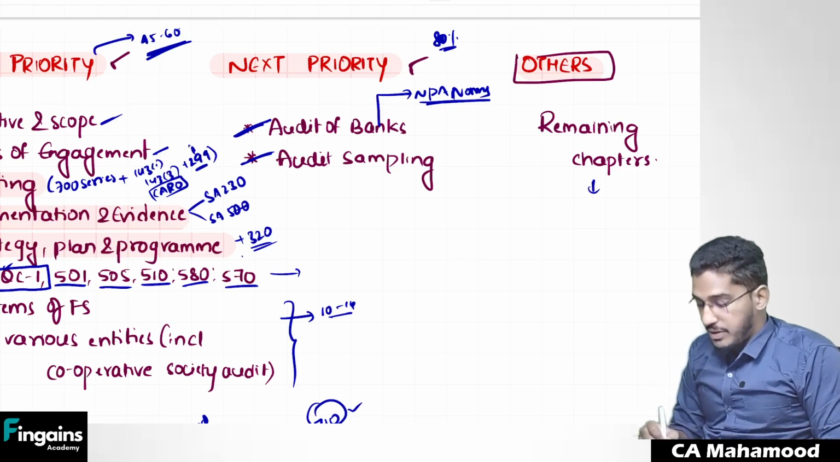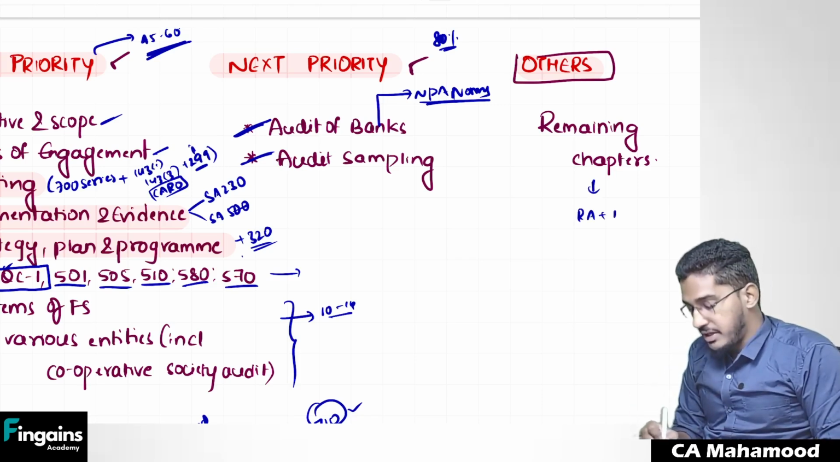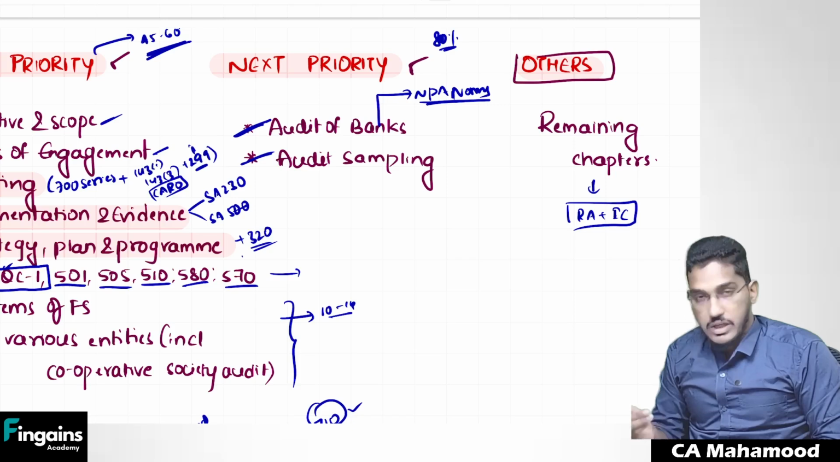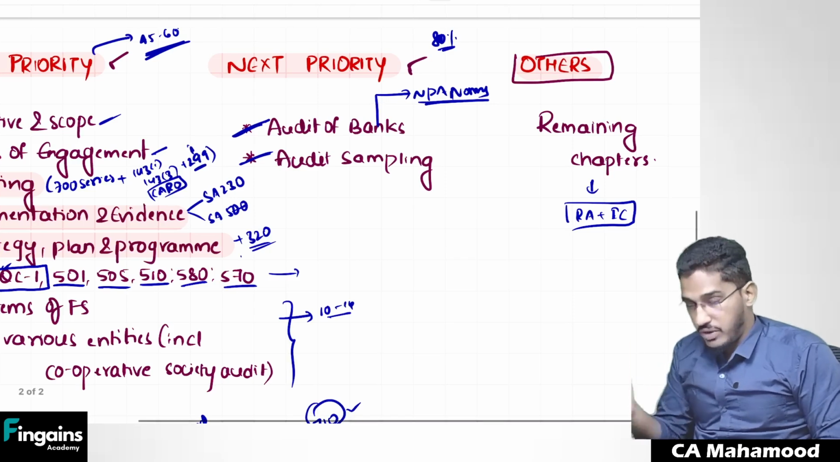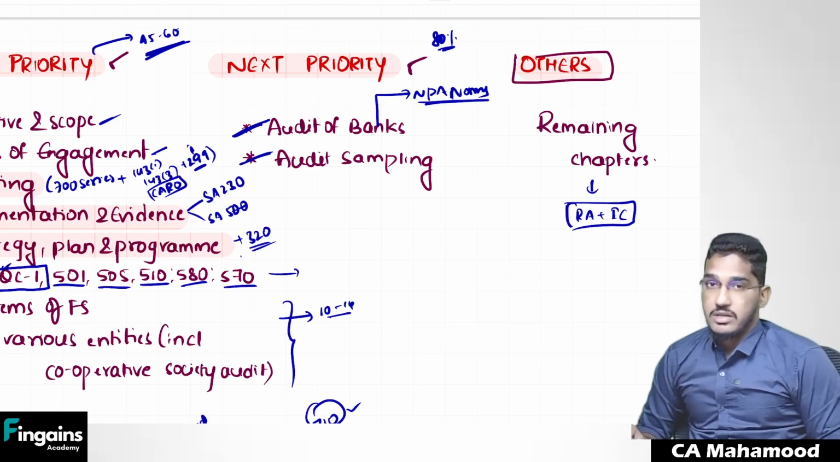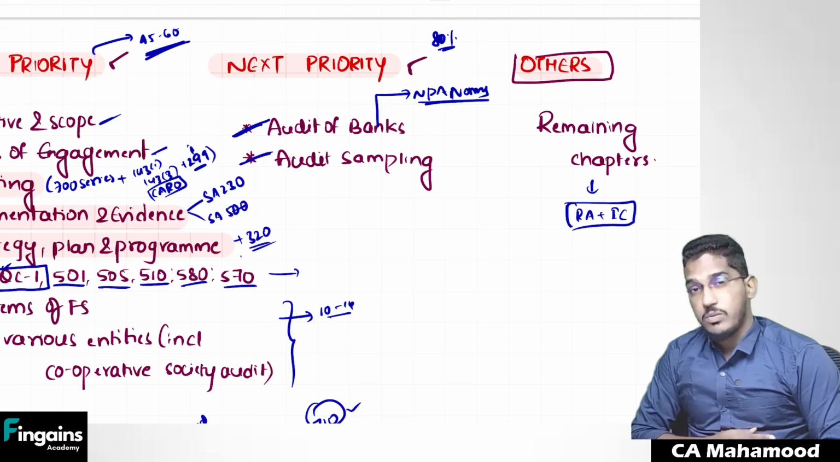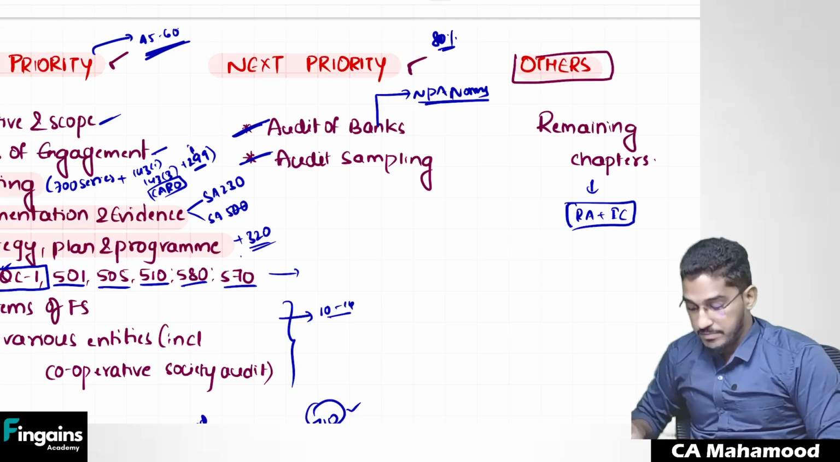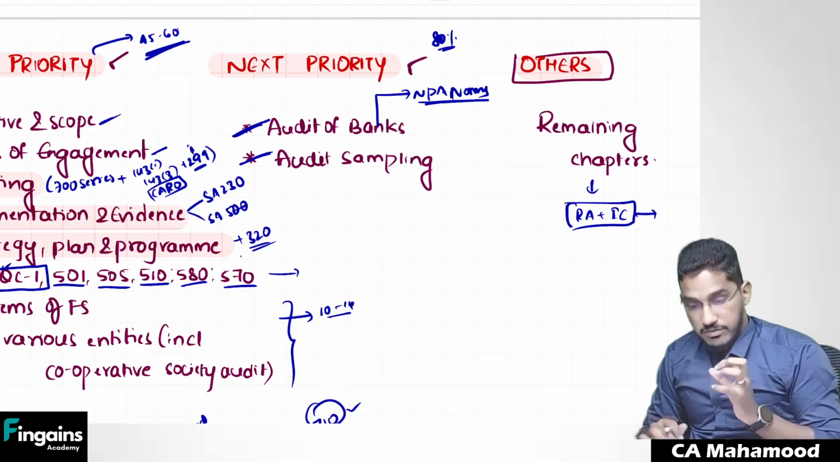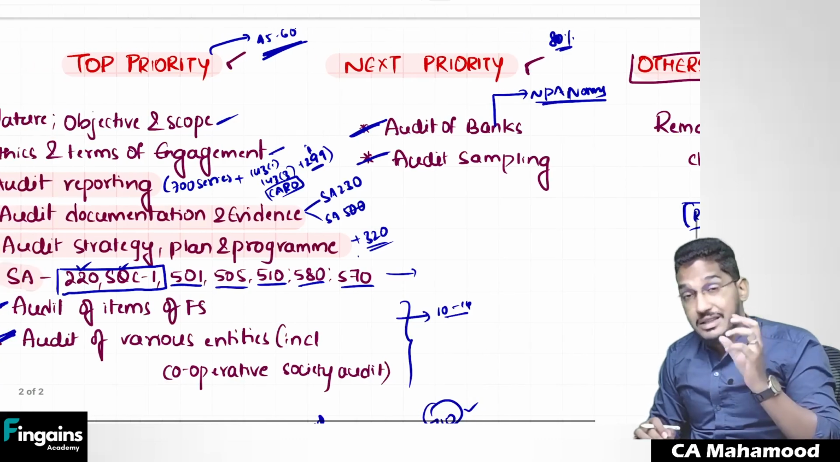And especially if you are planning to read for risk assessment and internal control chapter, now most of the students will question me, and even audit in an automated environment, all these are falling under remaining chapters category. Most of the students will question me, sir, risk assessment and internal control chapter, why you have not included in the top priority chapter? I will tell you one simple logic. Risk assessment and internal control will take a lot of time.